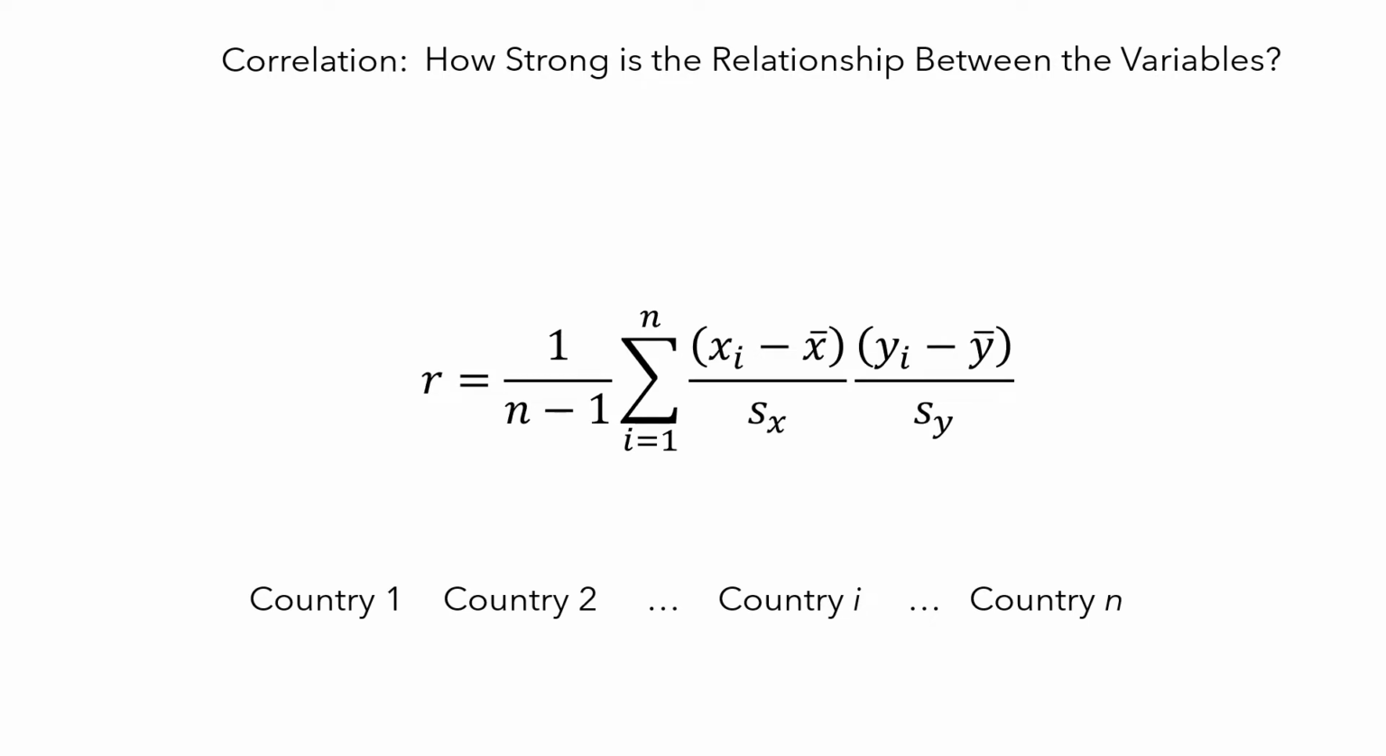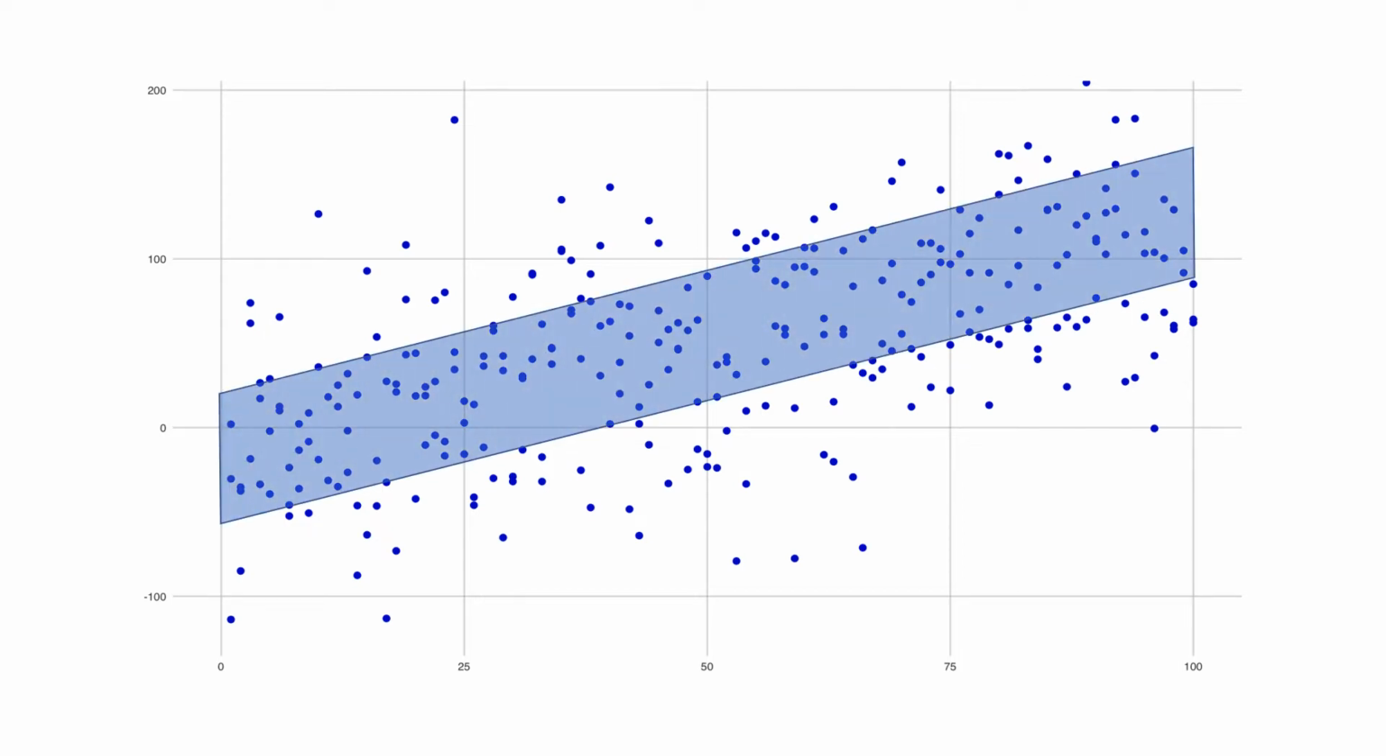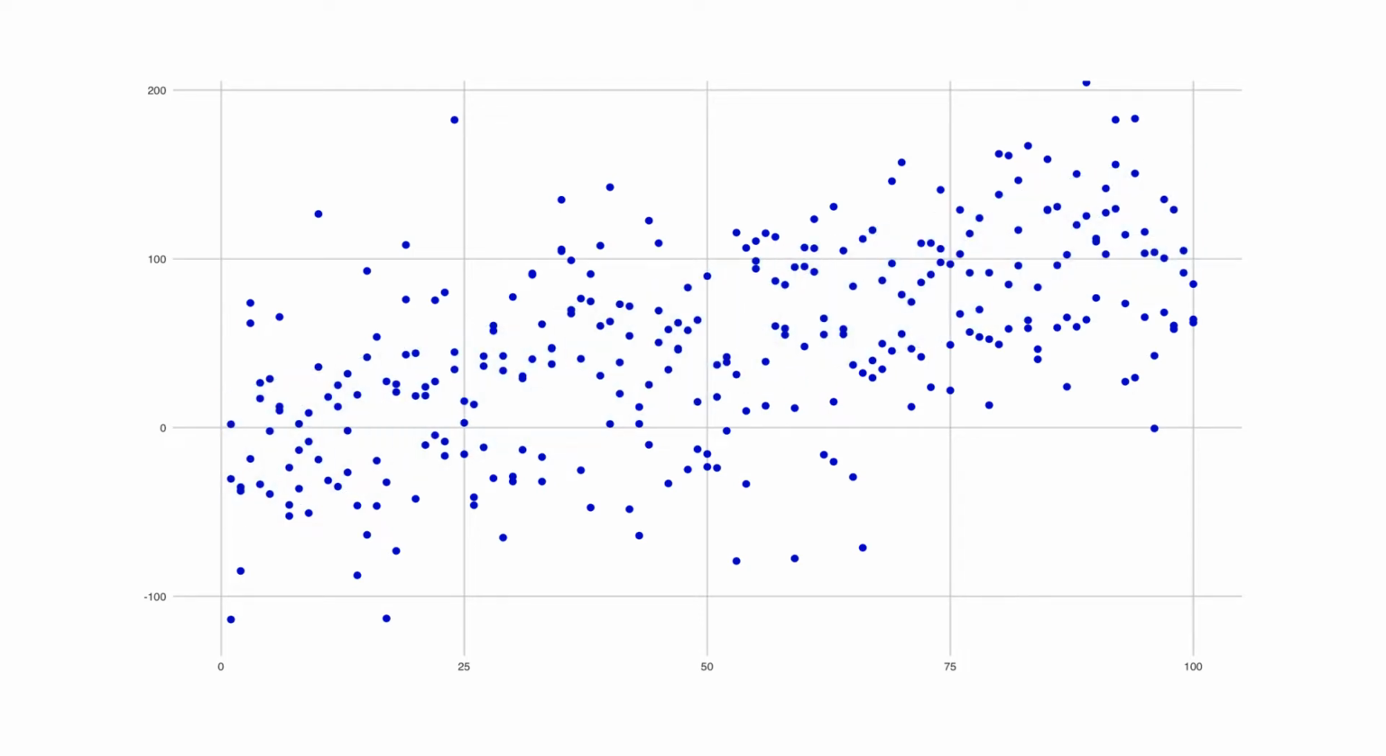Let's look at some examples to illustrate correlation. Here are some data values that I just made up. Although there is a lot of variation, the overall relationship between the X and Y variables appears to be linear. That is, it lies roughly along a straight line. And it's a positive relationship, because as the X values increase, so do the Y values. It turns out that the correlation here is 0.588.